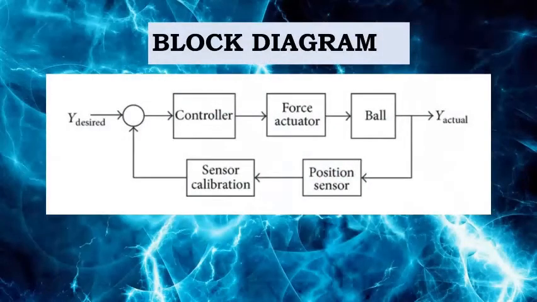As you can see, it's a block diagram. So basically the input is being supplied to a controller and then to a force actuator where the ball is levitated. This setup is a closed loop system whereby the position sensor and the sensor collaboration is what causes the feedback.